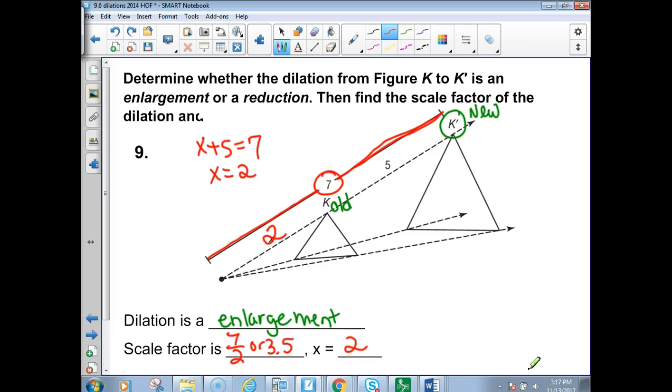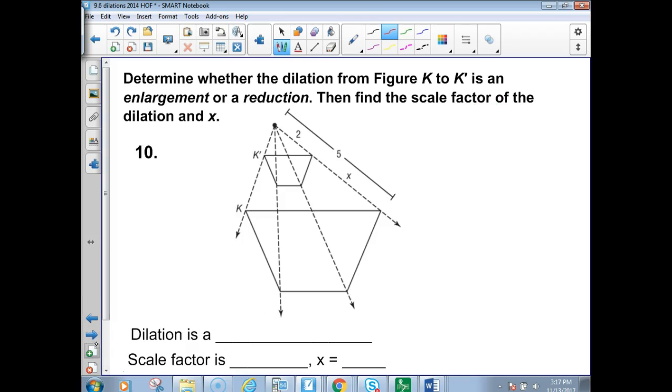Okay? You have to pay attention now which one is where. Like, you have to look for that prime notation. So don't assume it's always the bigger one that's the new one, because look at number 10. The new one is the smaller figure. The bigger one is the old figure. So this is a reduction.